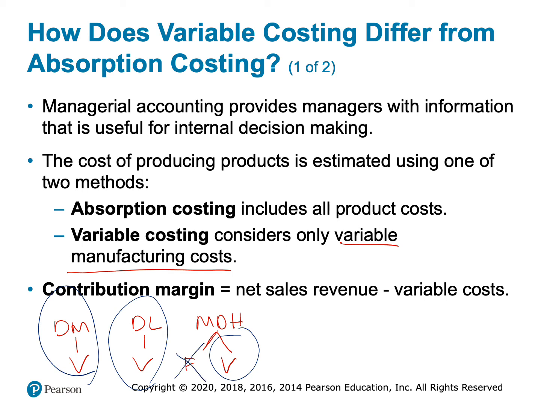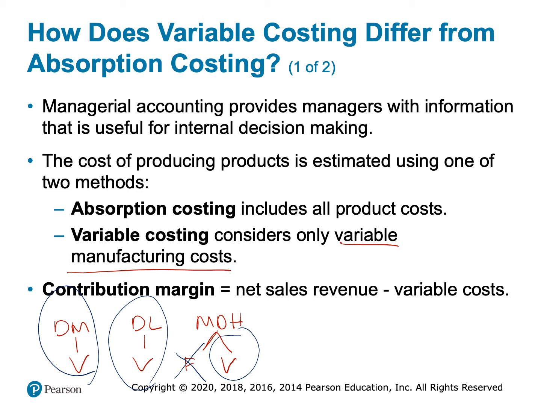The depreciation is not going up. The supervisor's salary is not going up. The property taxes are not going up. The rent or the mortgage payment on the factory is not going up. So those fixed costs are irrelevant to our decision, and we don't need to include them. We only need to focus on the variable product cost. That's all variable costing is. It's just saying, just for the purpose of making this decision, not forever, we're going to ignore those fixed costs.